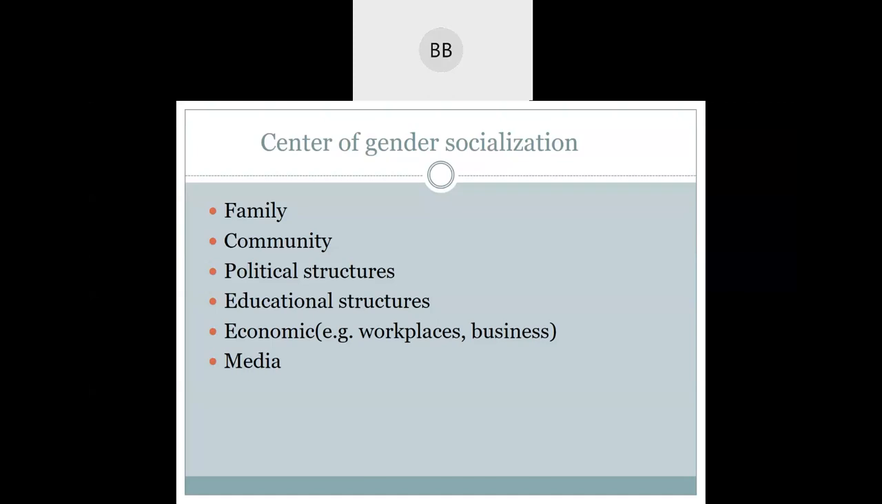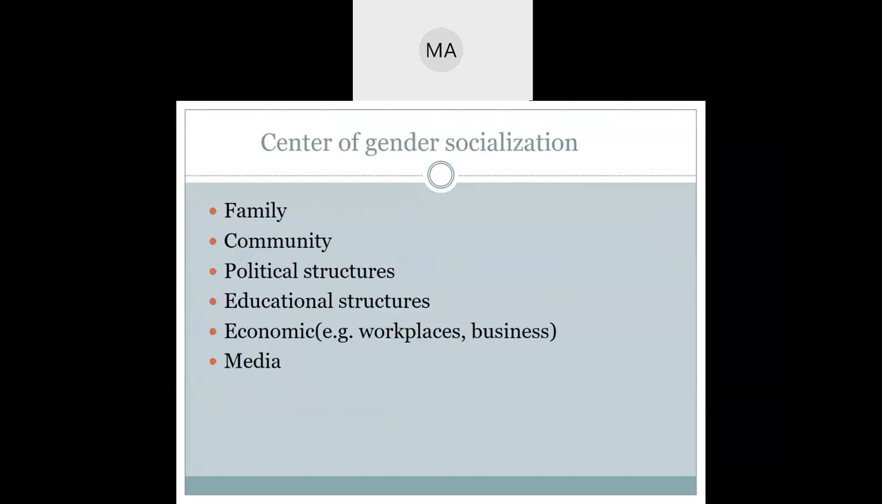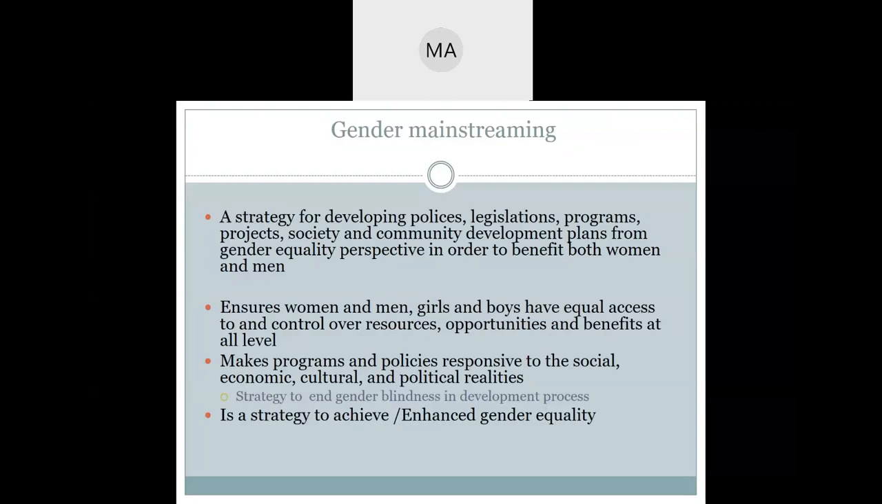So for these issues to be resolved, as we said, as nurturing of gender issues, we need to have gender mainstreaming. For every country and every specific community, at the higher or lower levels, we need to have a policy, legislation, program, society, and community development plans that benefit both men and women as mainstreaming. And we also have to ensure this, even though in some areas they say it is already mainstreamed.